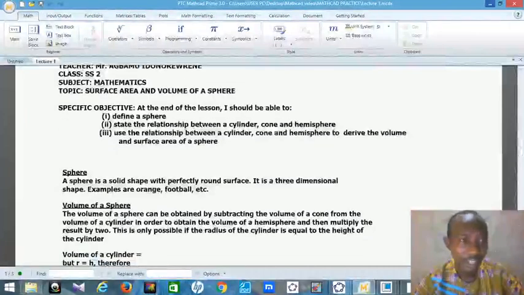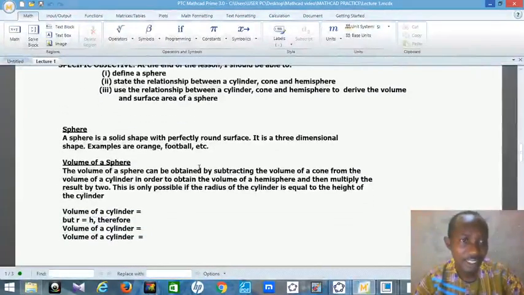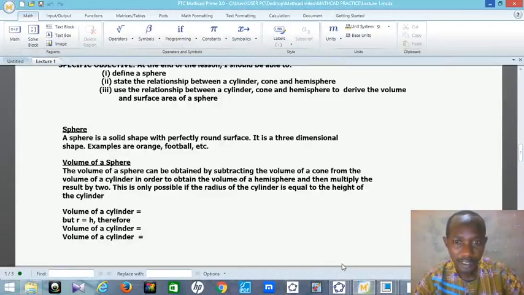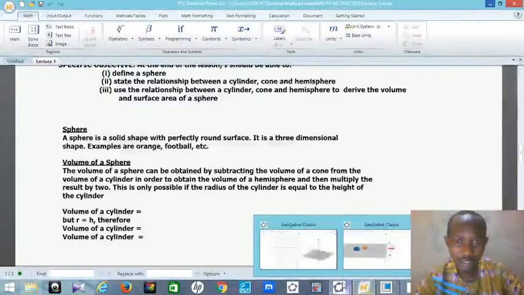The definition I have here says a sphere is a solid shape with a perfectly round surface. It is a three-dimensional shape. Examples are orange, football, and so on. Let me show you a little animation of how a sphere looks.